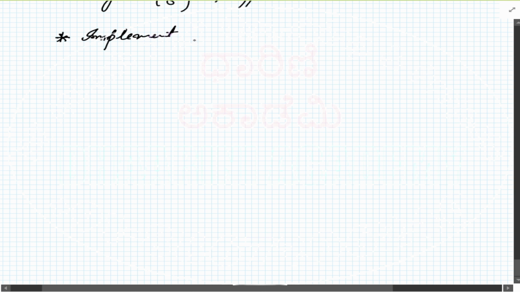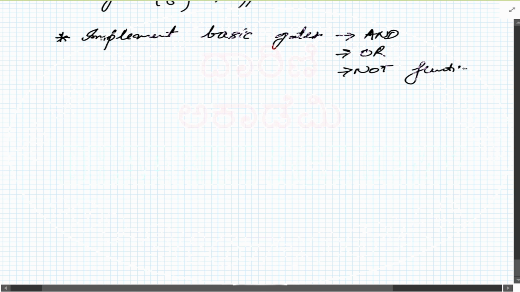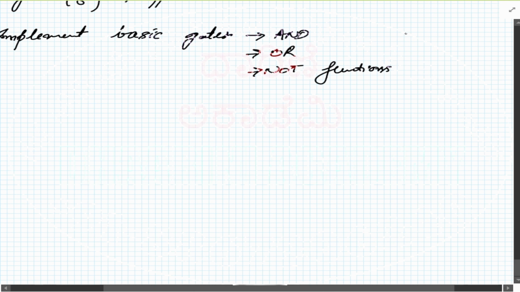Implement the basic gates. Basic gates refer to, I'm specifically referring to, the AND, the OR, and the NOT gate functions. So these three functions you need to implement. Now the question is not in general, it is specifically using ANN, artificial neural networks.